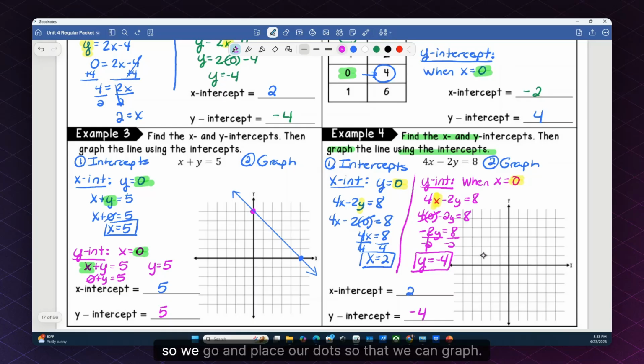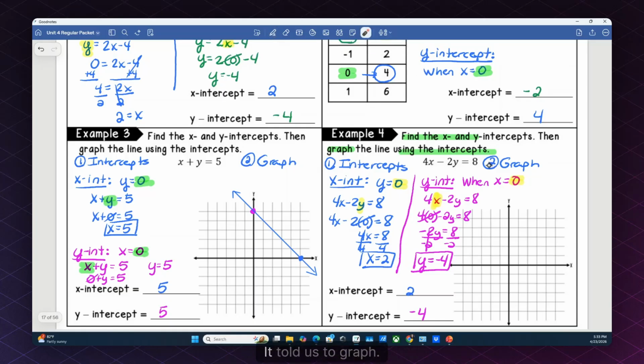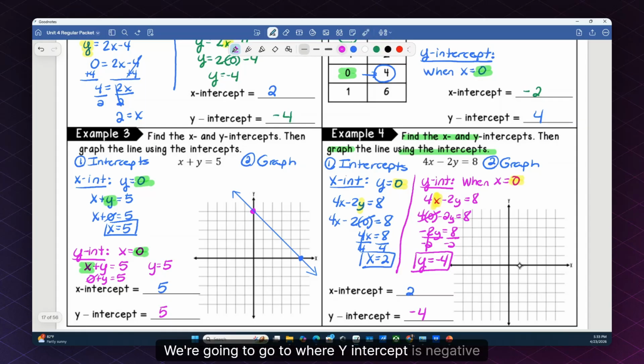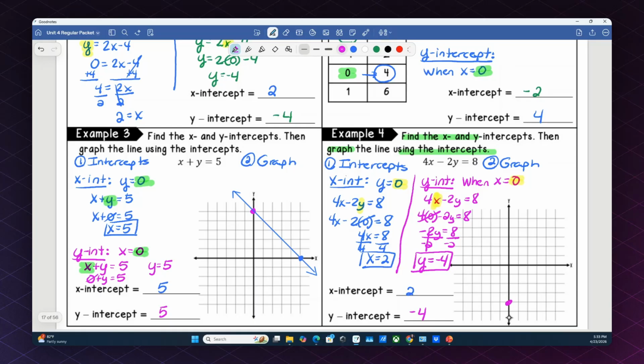Alrighty, so we go and place our dots so that we can graph, because that is the second part. It told us to graph, so we cannot forget that. Plus, of course, it's got this big old graph here for a reason. So we're going to go to where the y-intercept is -4. We go down 1, 2, 3, 4 right here. The x-intercept is +2. And so we can draw our line.